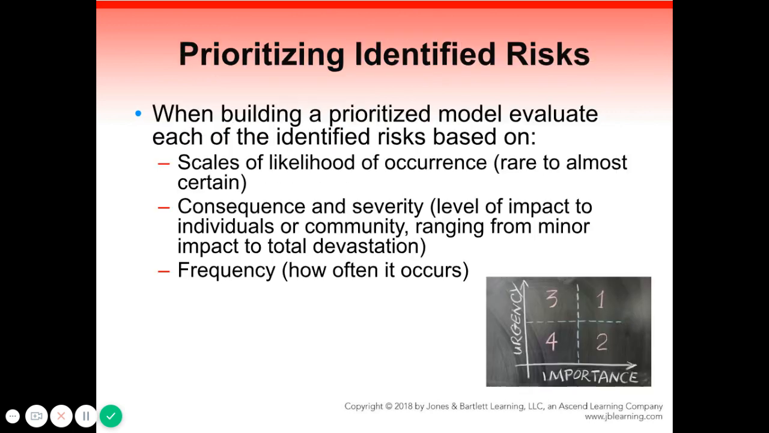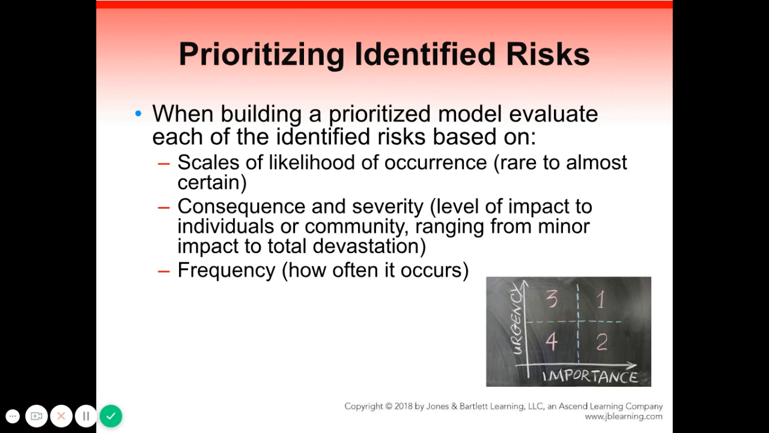You want to prioritize the identified risks. So when building that prioritized model, you want to evaluate each of the identified risks based on the scales of the likelihood it's going to happen, from rare to almost certain. In our communities, there are topics that we want to talk about, but the likelihood they happen is on the rare side.